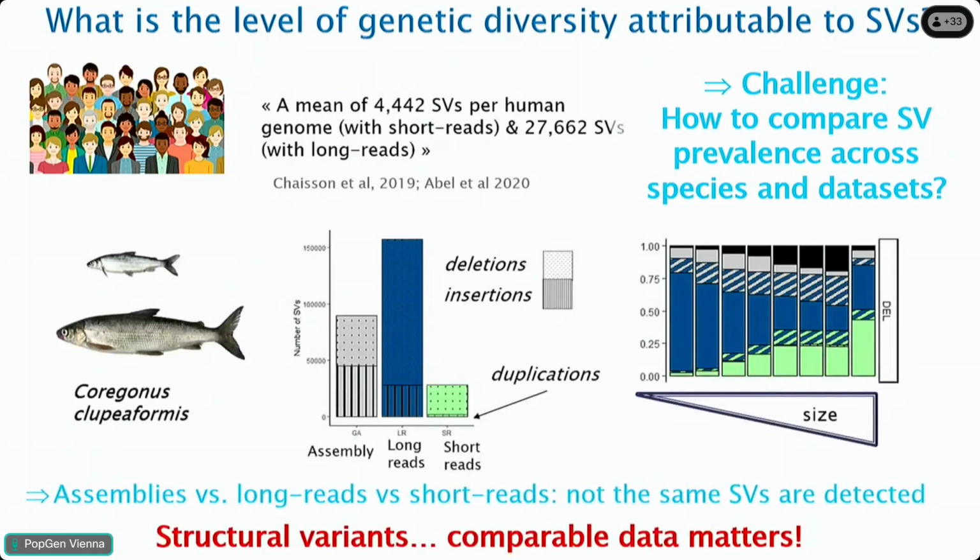I've looked at that in the whitefish dataset that I showed you earlier. And you can see here that depending on the dataset I used, either assembly, long reads, or short reads, I do not detect the same number of SV. If I look at the overlap, so one color is one dataset and several colors is several datasets, there is limited overlap. And the reason for this is that the different datasets do not offer the same power to detect structural variants. So we need to be very careful if we want to compare one species to the other or one population to the other, because depending on the quality of the data or the type of data, we don't get the same answer.